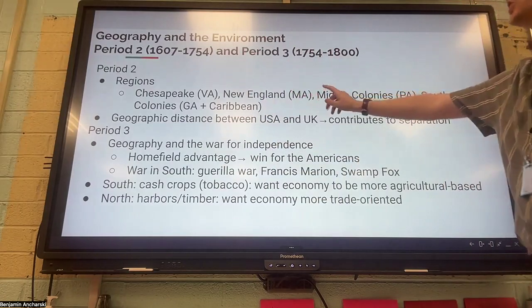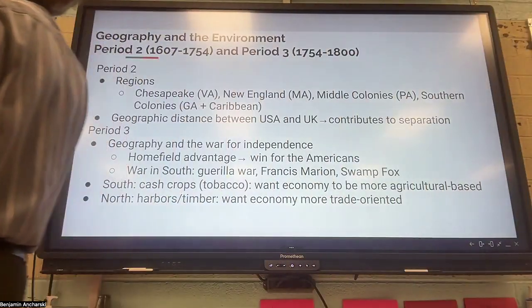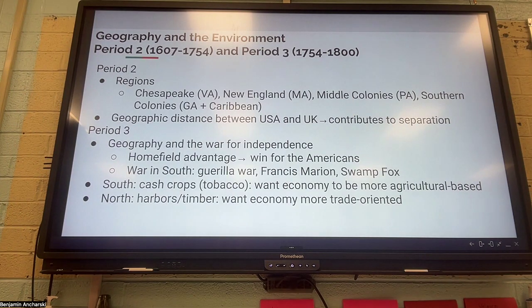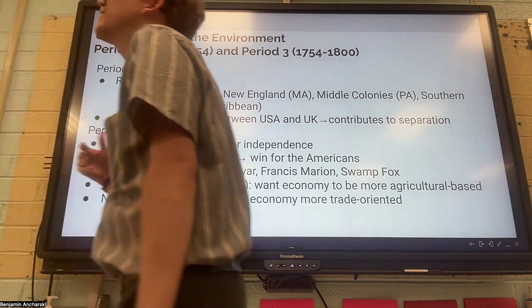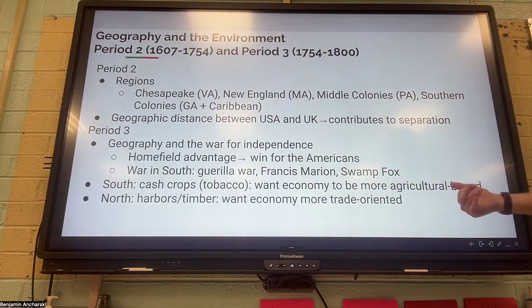All right. Speaking of geography really quick, guess what is between the United States and England? A big freaking ocean. This ocean is going to contribute to that feeling of cultural and political separation.